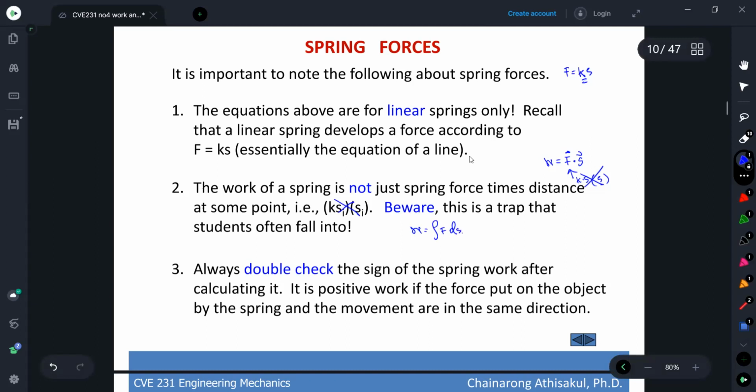So I substitute F as a function of s into this term, and be concerned about the sign of the spring force after calculating it. It is positive work if the force pulling on the object by the spring and the movement are in the same direction.